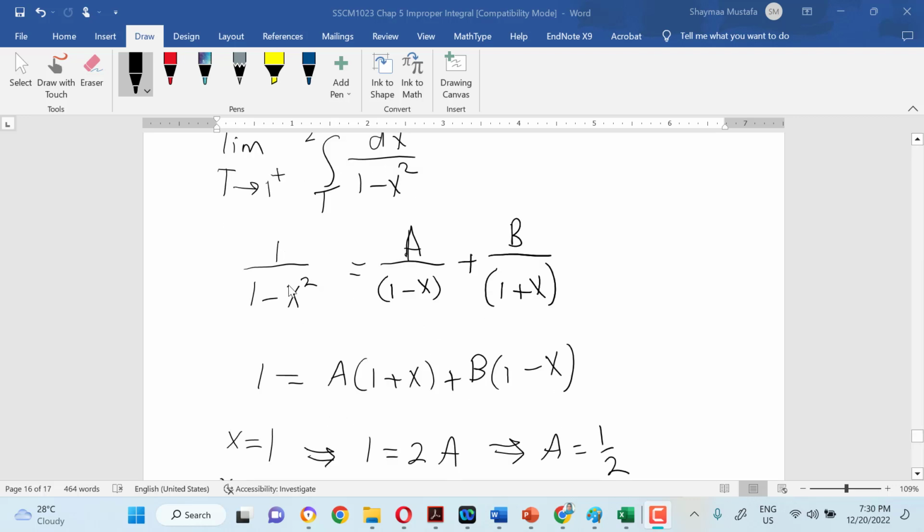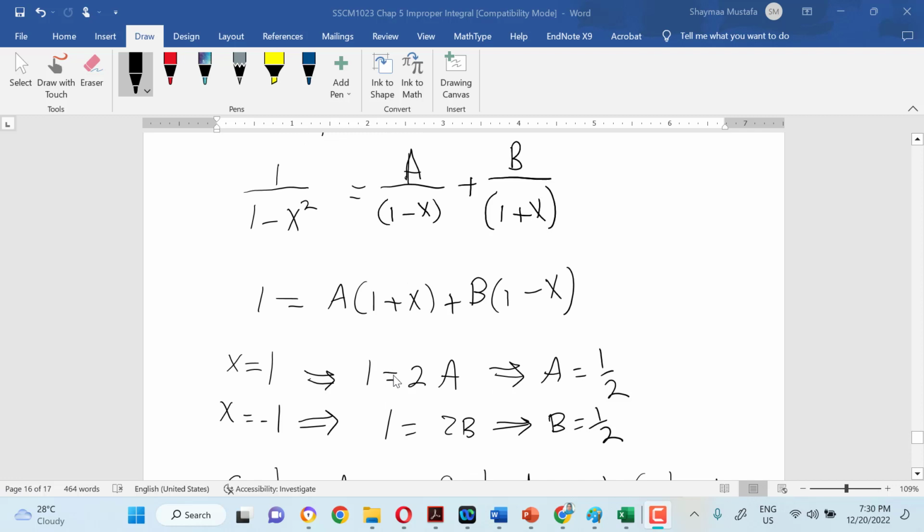So we need to know the values of A and B. I will take the 1 here equal to A multiplied by 1 plus x, plus B multiplied by 1 minus x. To find the values of A and B, take x equal to 1. When x is equal to 1, this term goes to 0. So you have 1 is equal to 2A. 1 plus 1 is 2A, which means that A is 1 over 2.